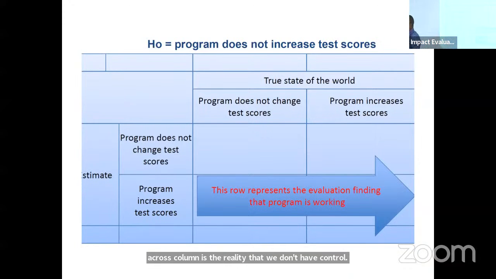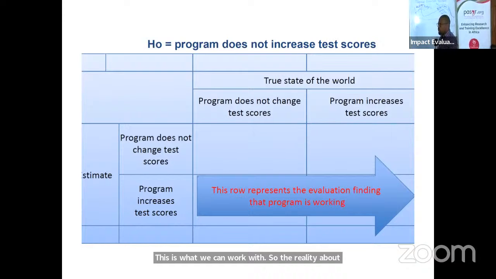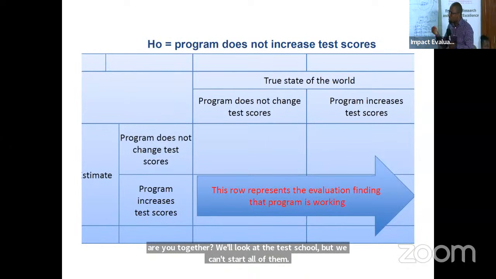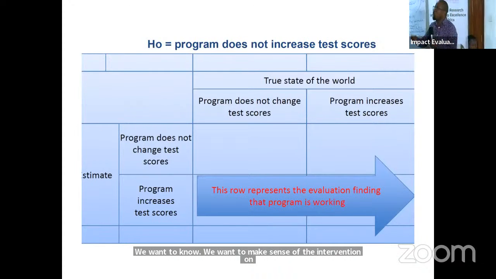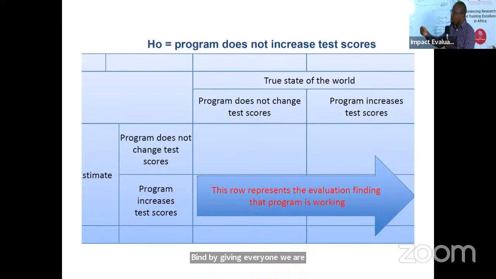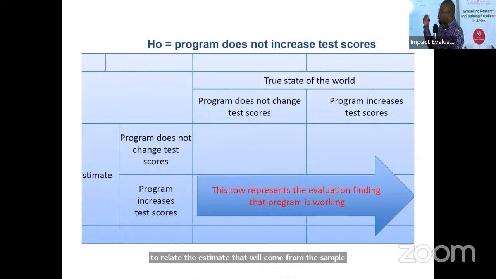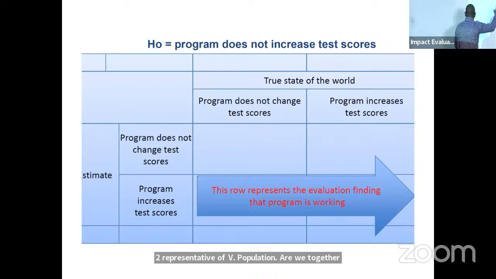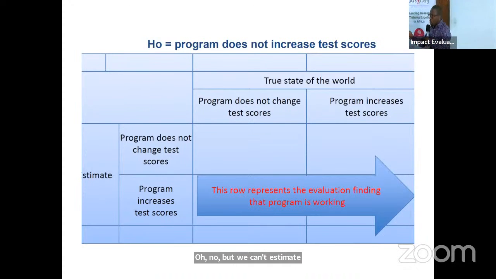So the reality about test score in Kenya is, if you test all young Kenyans, you'll know their test score. Are we together? We will know their test score, but we can't test all of them. We want to make sense of the intervention on test score, but we are not giving it to everyone. We are giving it to a sample, and we want to relate the estimates that come from the sample to see to what extent they are truly representative of the population. Are we together? So across the column is the true state of the world, which we know, but can't estimate. To proxy that true state of the world, we need the sample.